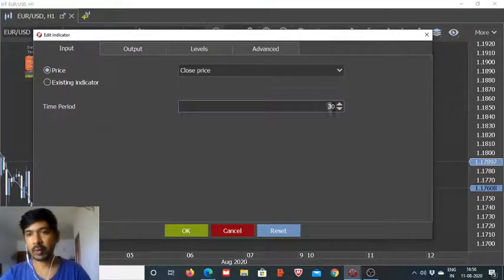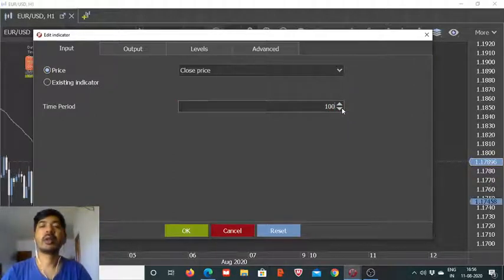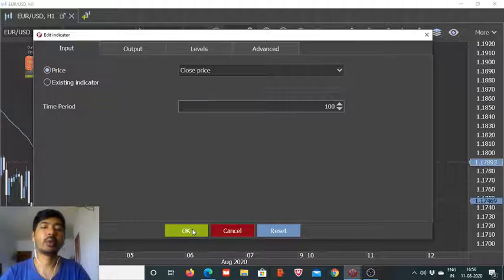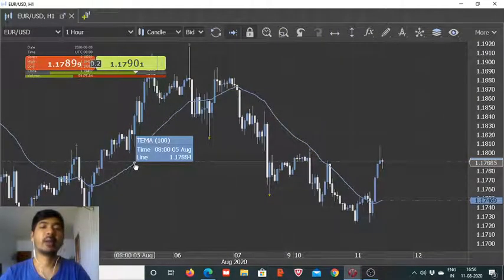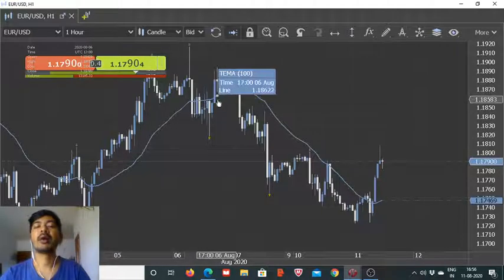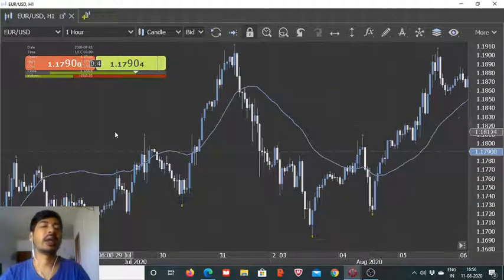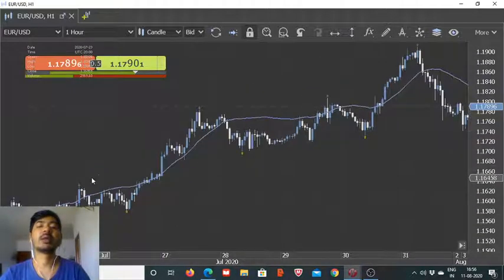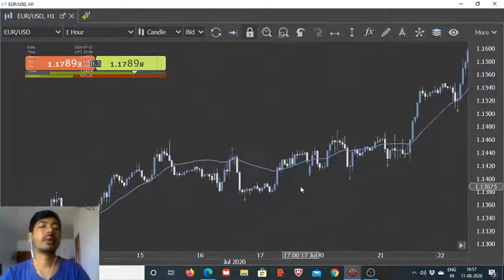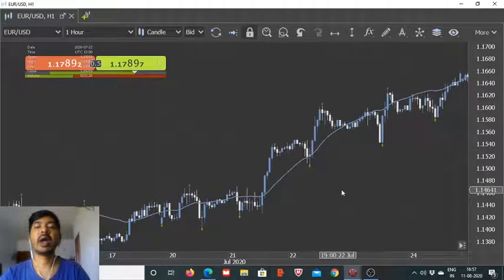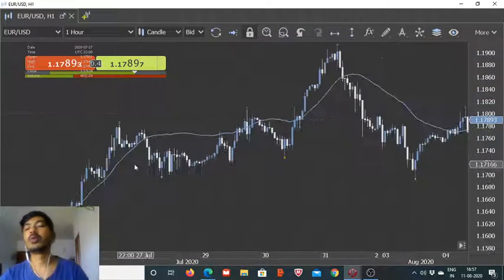Now here, if you want the calculation to be done on a different time period, that is also possible. All you have to do is change the TEMA's time period, and you will have this setup in which the clarity is a lot more compared to what we were seeing in the 30-hour time frame. Now here the directional change is not happening that frequently.